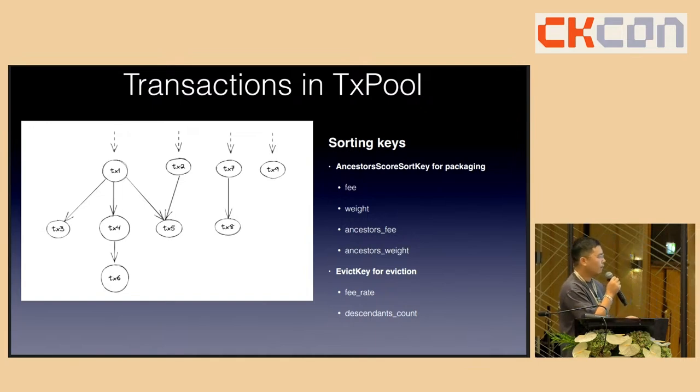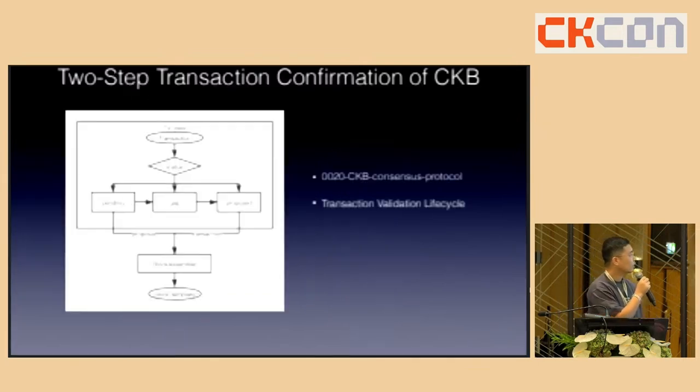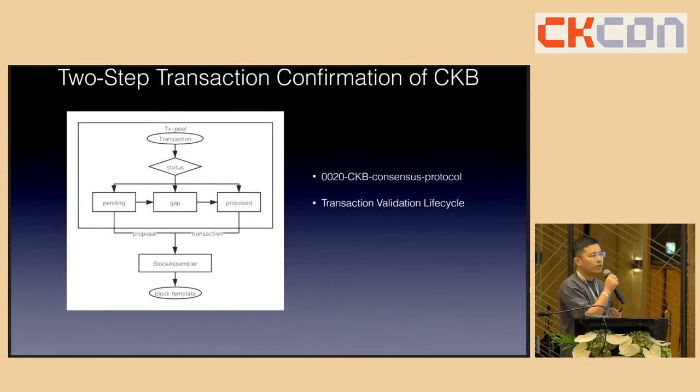This is the advocate key. This is a unique design for the CKB transaction pool. We use a two-step confirmation. This is used to solve the propagation efficiency issues. When a transaction is first submitted to the pool, it will first be in the pending status, then it will be transformed to gap and then to proposed status.